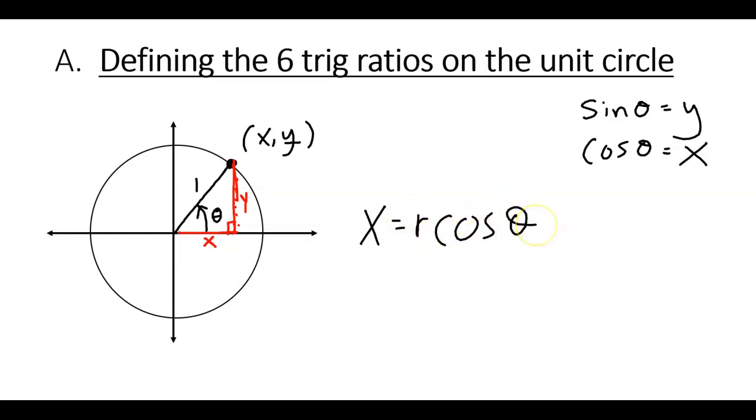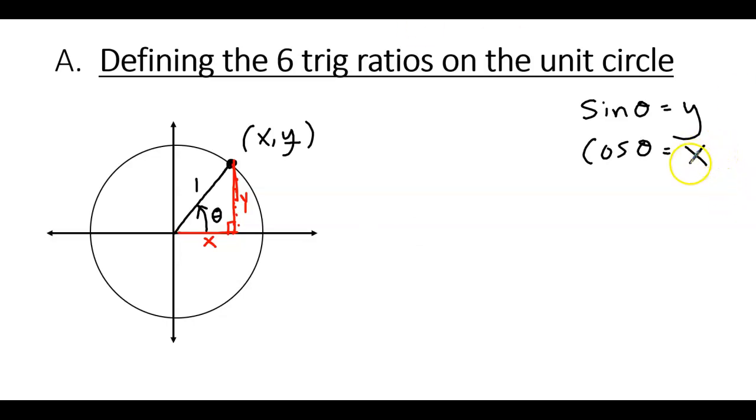Well, guess what? My radius is 1, so if you just replace this with a 1, you just get x equals cosine of theta. So we're really just getting the same thing. It just looks a little bit different because my radius is 1. So we have a nice new reality here that basically anytime you want to find the coordinates for a point on the unit circle, all you need is the angle, and you can take the sine and the cosine of that angle to get the x and the y values. Okay? All right, let's go ahead and continue the process.